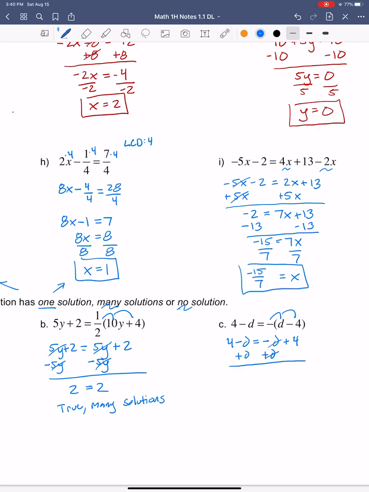Negative d plus d, those cancel out. Negative d plus d, those cancel out. And I get 4 equals 4. Again, all the variables are gone, so I ask myself, is this true or false? This is true, because 4 does equal 4, which means we have many solutions.